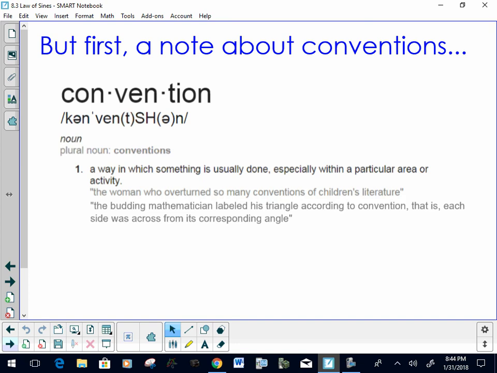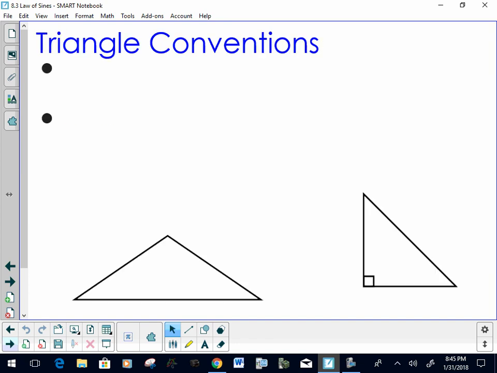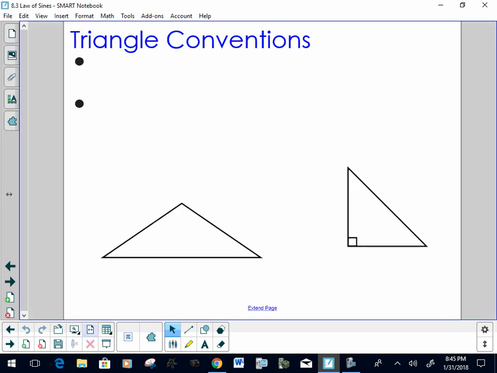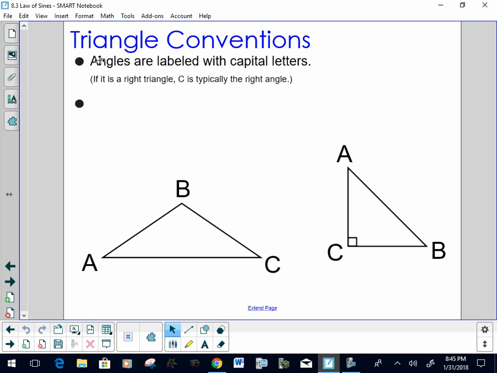Conventions are the way in which something is usually done, or when people all agree to do something a certain way. In math, one of the conventions that we use with triangles is that when we're going to label our triangles, we want to label the angles with capital letters. Really, it's because these capital letters are representing the points at each of the vertices of the triangle. So we label those with capital letters.